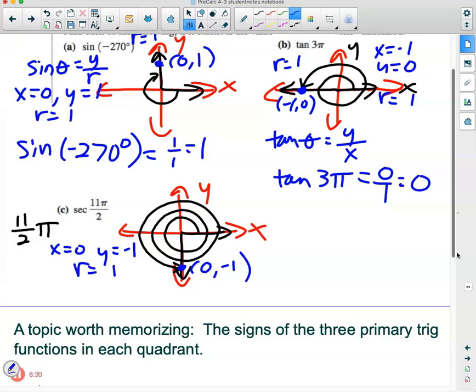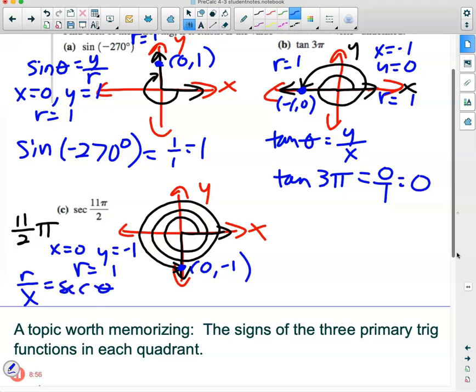Now, secant. Oh, here's a good question after way too many days off for you guys. Which one do we flip? Which primary trig function do we flip to get secant? Cosine. So then you think, okay, y over r, x over r. Oh, I'm going to have to flip that one. That's going to be r over x. So r over x would be for secant of theta.